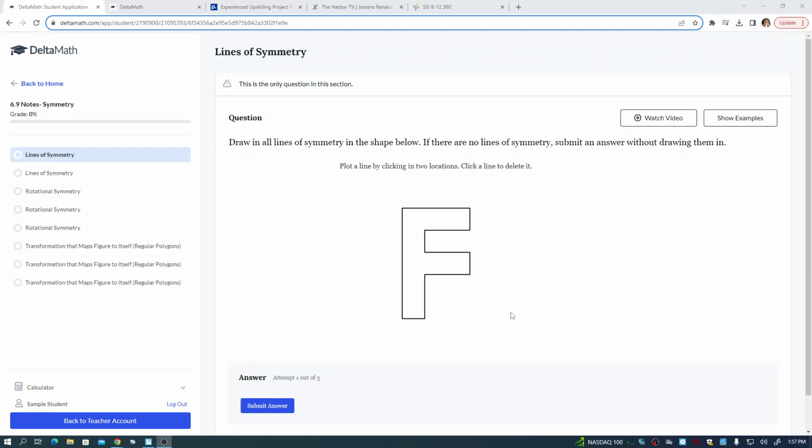These are the notes for lesson 6.9. We're going to be learning about symmetry. So hopefully you learned back in elementary school that symmetry just means you could fold something in half and it would be the same on both sides.